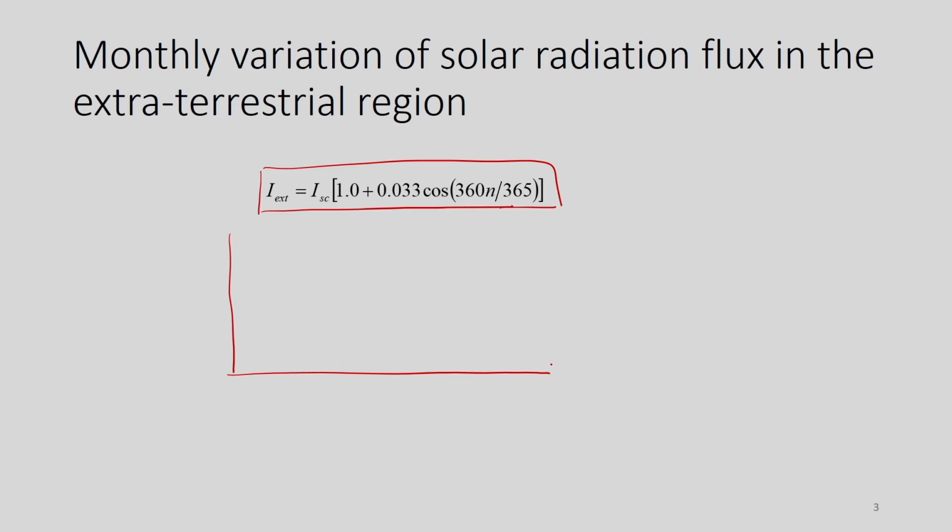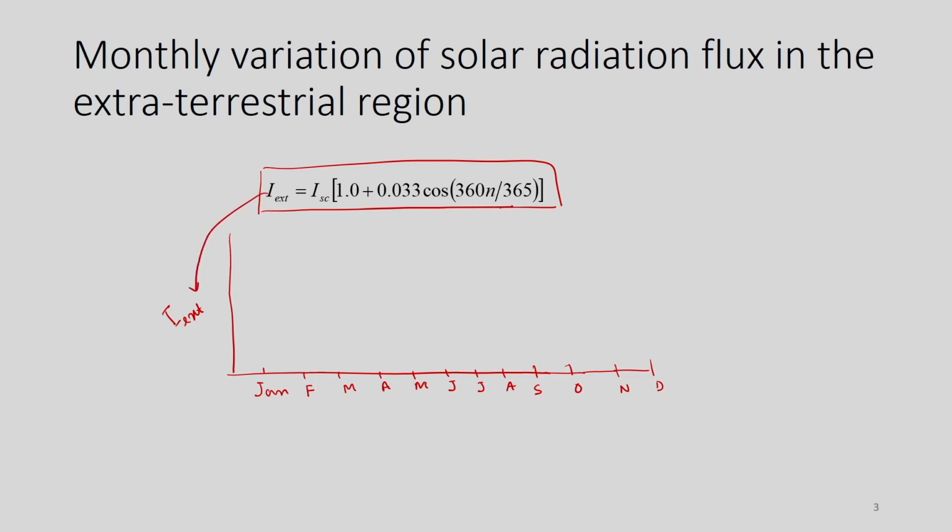So, for example, starting from January to December. Here I will say January, then February, March, April, May, then you have June, July, August, September, then October, November, and December. Okay. So, January line may be here. This vertical line is for extraterrestrial radiation, so I will write IEXT.